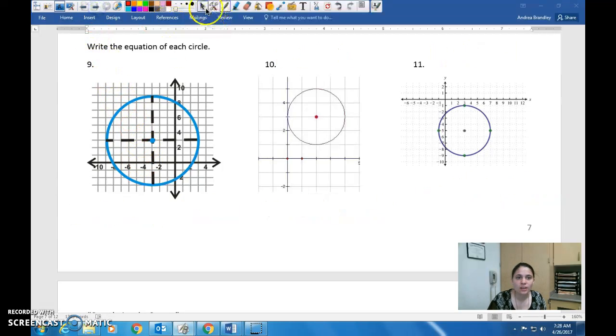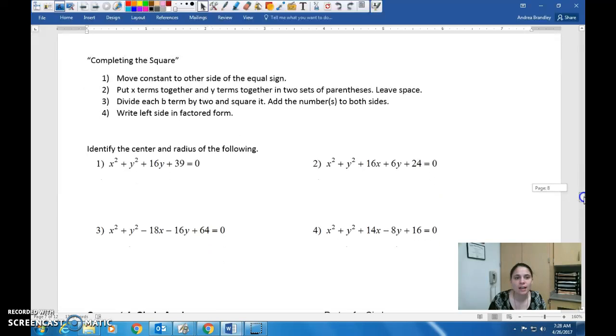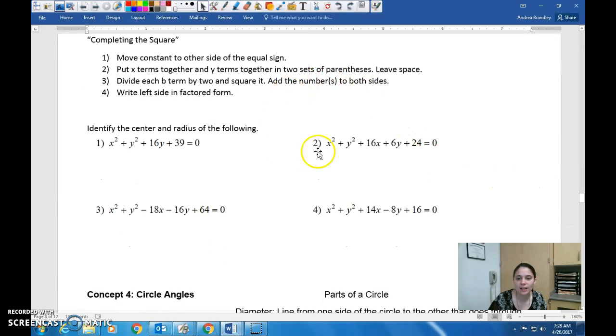The next, and I think last concept I'm going to teach you in this video, is how to put an equation into that standard form equation of a circle so we can find the center and find the radius if it's written like this. So I have x squared plus y squared plus 16y plus 39 equals 0. So I don't have it in that nice pretty x plus this form, y plus this form equals this. So the process called completing the square, and there's steps on how to do that right here, helps us to put it in that form so we can find the center and find the radius.